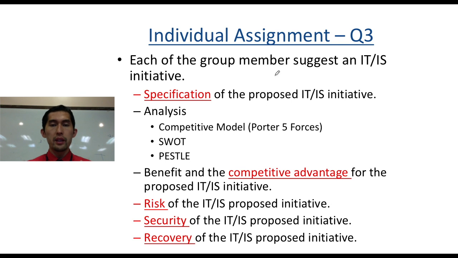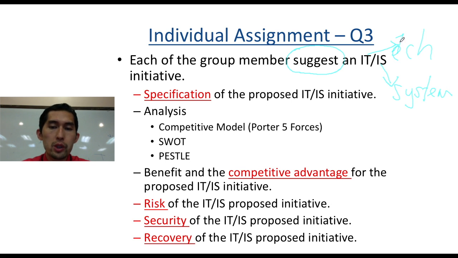In terms of the individual part, the main difference here is that you are all going to suggest a solution. You are going to suggest an IT, which means a technology, or it could be an IS initiative. Basically, you are adding on a function, giving them a solution of a new technology to be used, changing the technology that you have mentioned earlier, or asking them to improve their system. First and foremost, you will have to specify what is your proposed IT or information system initiative.